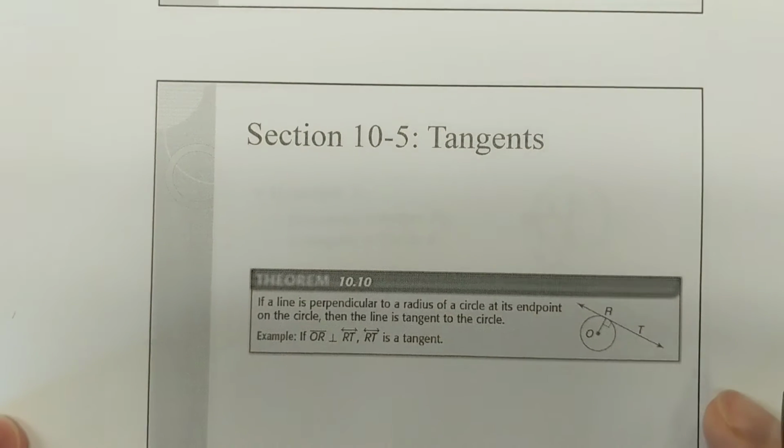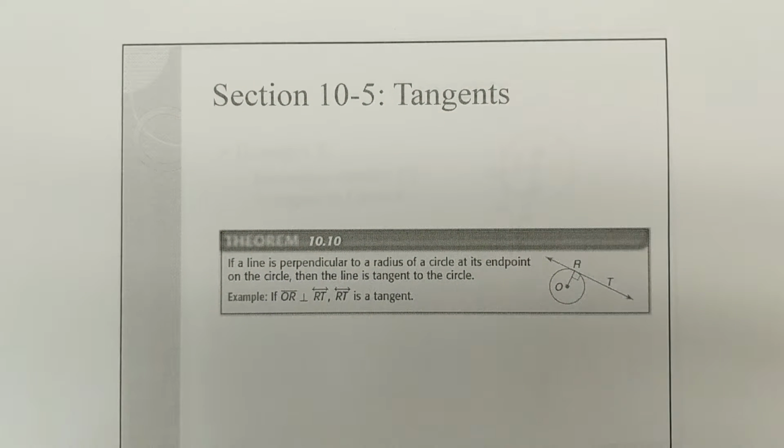So here we've got theorem 10.10, which is actually the reverse of 10.9. 10.10 says that if the line is perpendicular to the radius, then it is a tangent. So 10.9 was the reverse: if it's a tangent, then it's perpendicular.